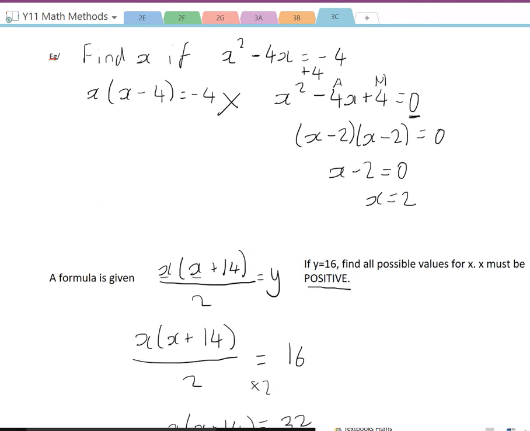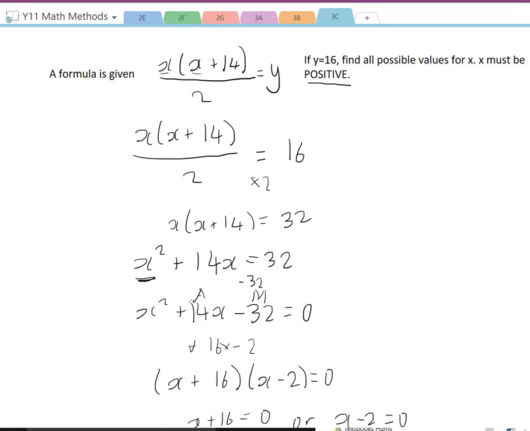So the key steps here, guys, is to try and get this quadratic equation and get it equal to 0. Once you've done that, it's just a matter of factorization. Have a look at example 20 to help you.